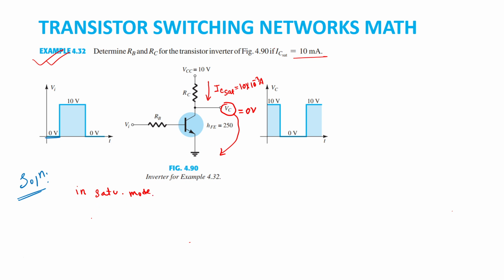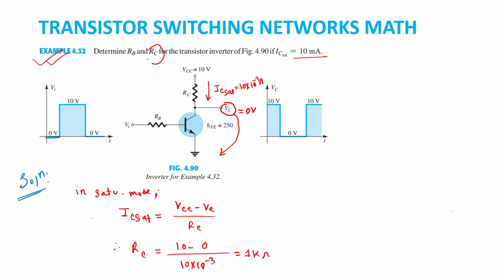In saturation mode we can find the IC saturation by the given formula: IC saturation is equal to VCC minus VC divided by RC. So we have to find RC, that means the collector resistance. Collector resistance would be 10 minus VC, that is 0, divided by IC, that is 10 into 10 to the power minus 3 ampere. So collector resistance is 1 kilo ohm.